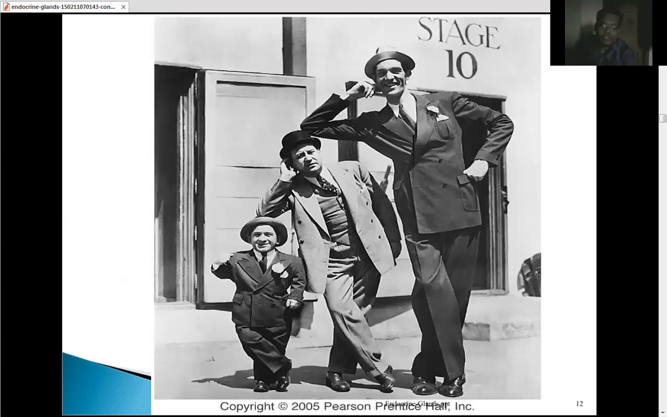This diagram shows the effect of growth hormone. A tall person has lots of growth hormone released in their body, and a very short person has low growth hormone release in their body. That's why their body structures are different.